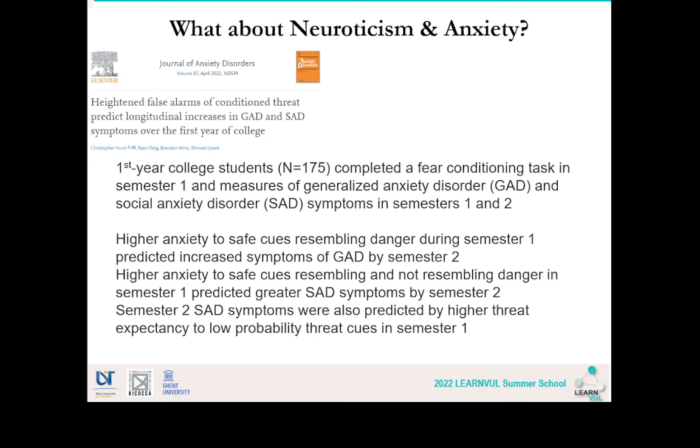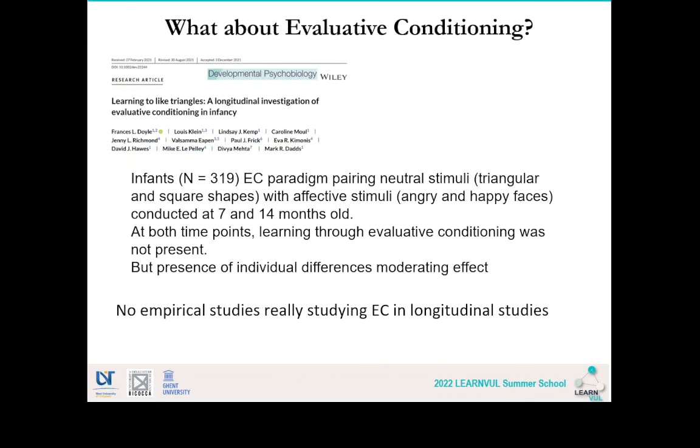conditioning, the way we study it is the opposite. It's the fact that you complete your conditioning task and then measure generalized anxiety disorder. What we call longitudinal here is just twice. So it's not really intensive. It's just longitudinal. It's not intensive. Okay. Not intensive at all.